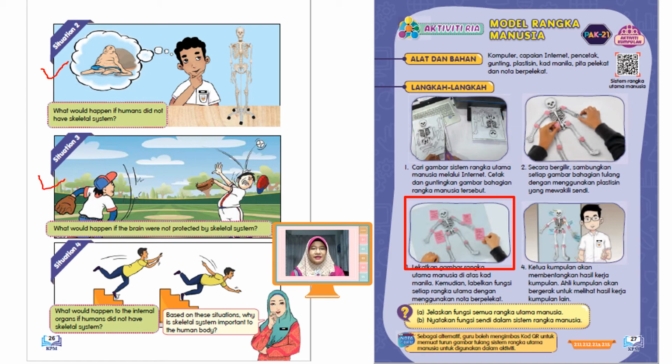Then situation 3. What would happen if the brain were not protected by a skeletal system? And the last situation, what would happen if the internal organs, if humans did not have a skeletal system? So, based on these situations, why is the skeletal system important to the human body? You can think before you answer the question. Okay, next.